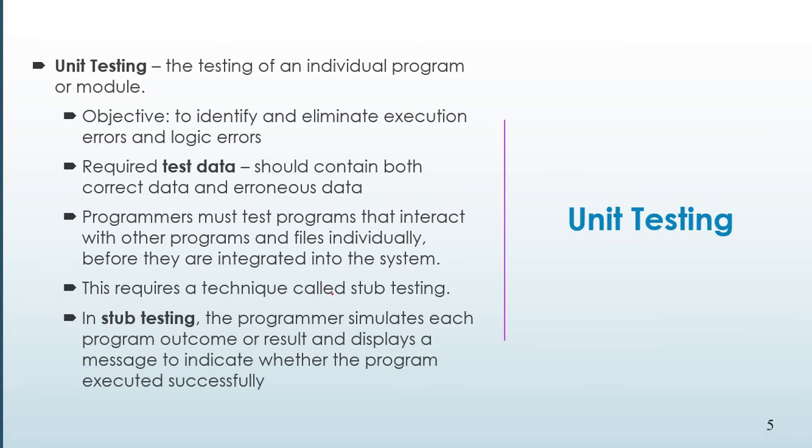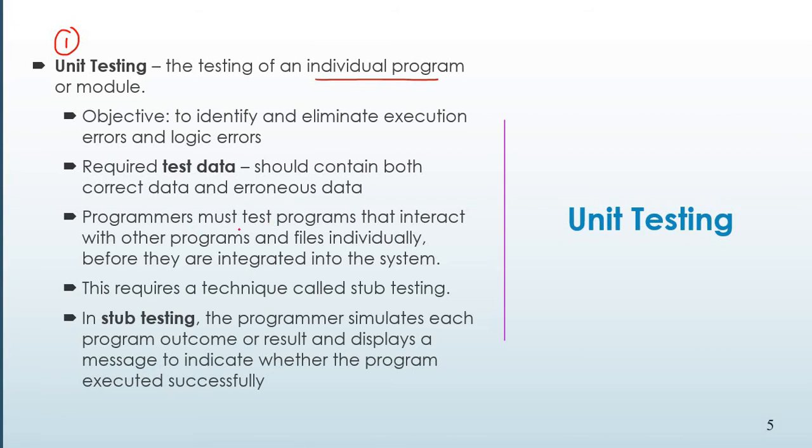Then, okay. So the first type of testing, we have the unit testing. Basically, this is the first type of testing. It is a type of testing of an individual program or module. The objective is to identify and eliminate the execution errors and also the logic errors. Therefore, test data that should contain both the correct and also the erroneous data should be tested for all the possible situations.